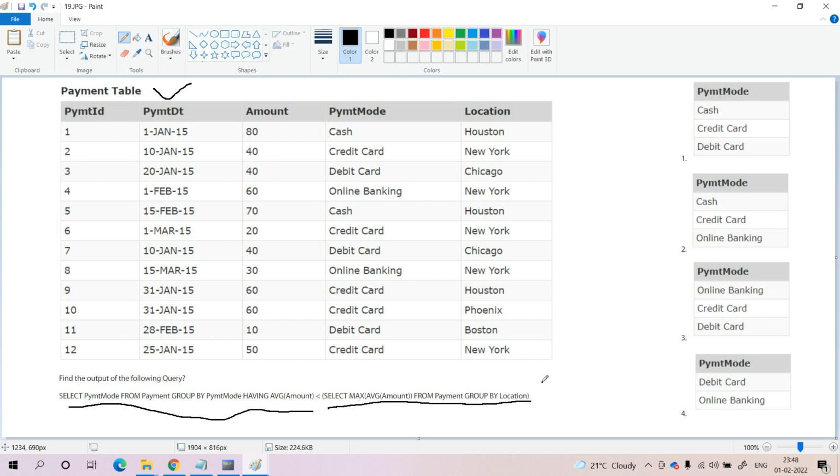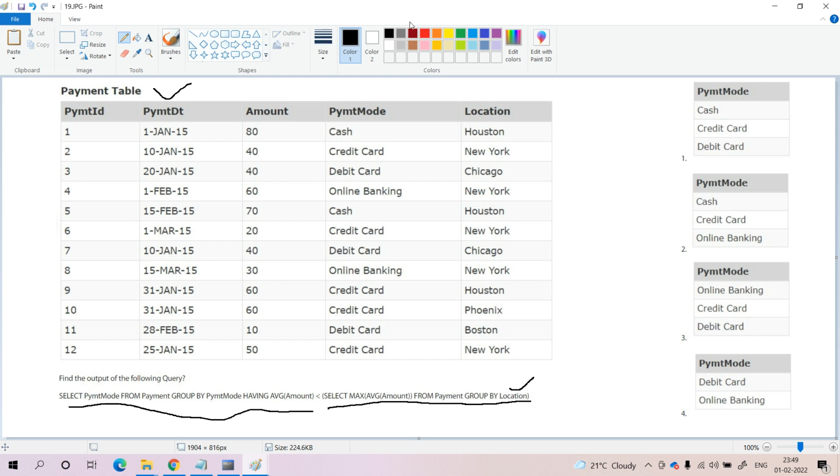So try to evaluate this query first. Now, what is the answer from this query? Try to check it. In order to evaluate it: select max of average of the amount from the payment group by the location. Now try to identify the number of groups based upon the location.